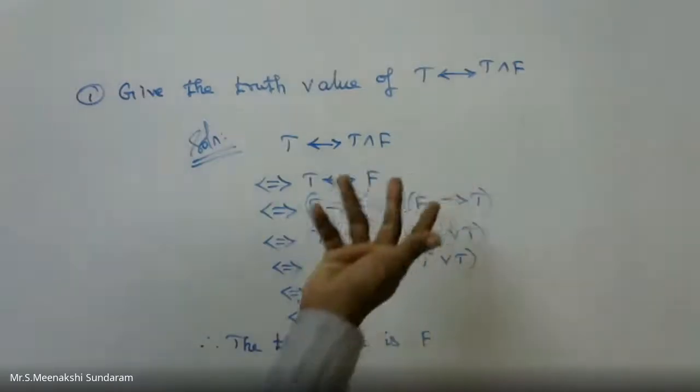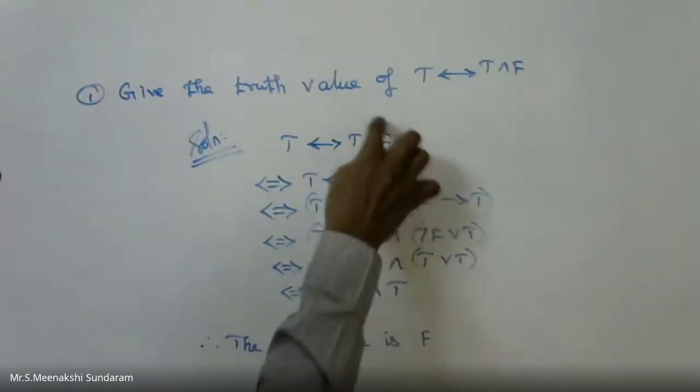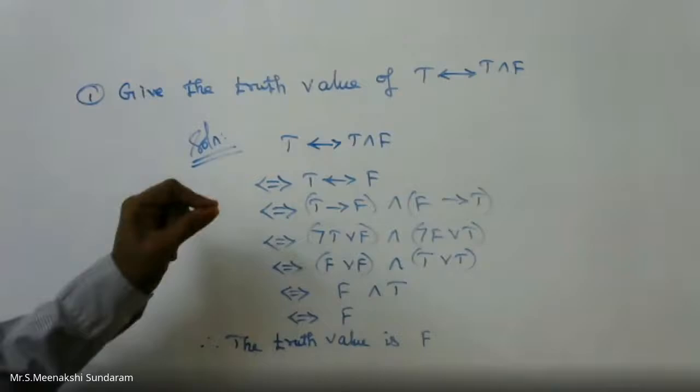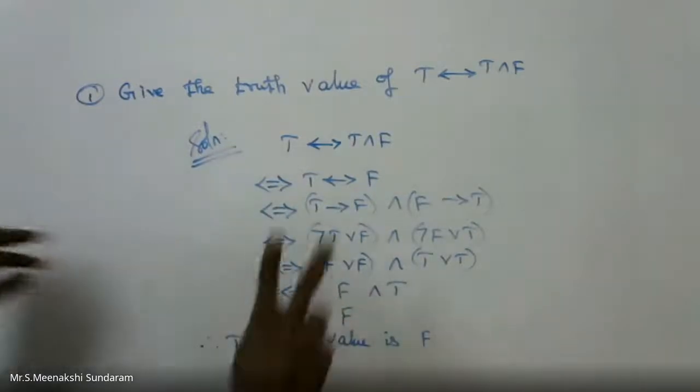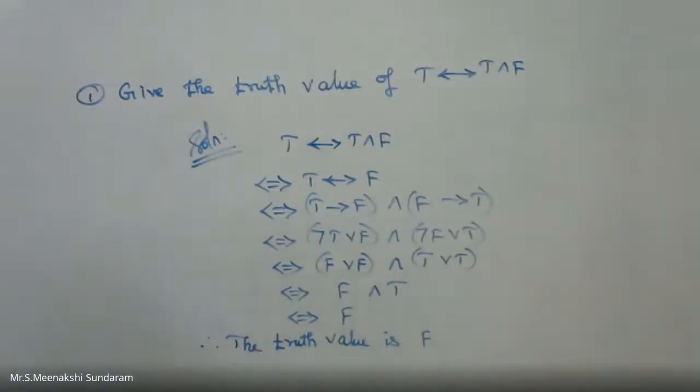Sir, in the first step, how did you get T conjunction F is equal to F? What is the rule, sir? For T conjunction F, meaning one of the statements is false, that is what conjunction means. If either one input is false, the output is false. Only when both inputs are true is it true. That is what P conjunction Q means, a conjunction statement. Are you clear? Yes, sir.